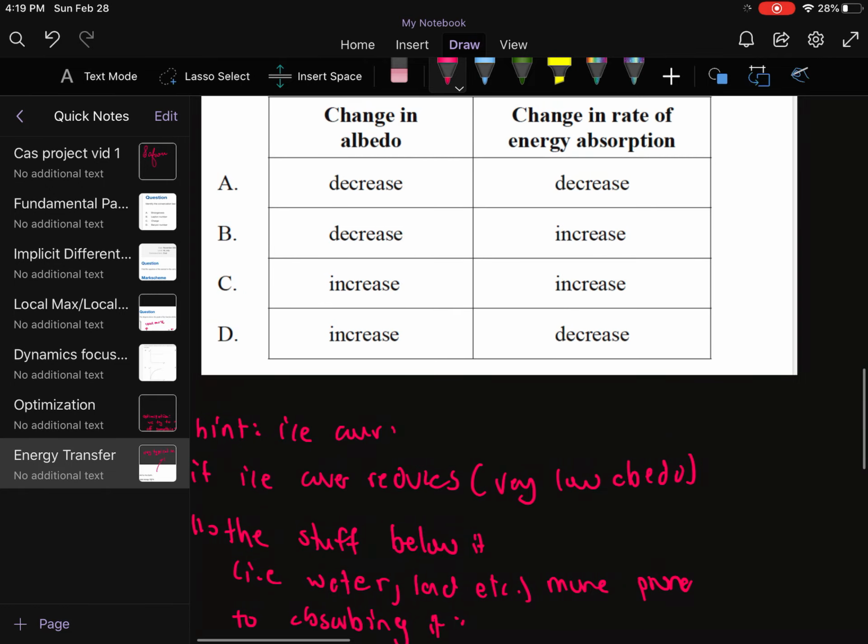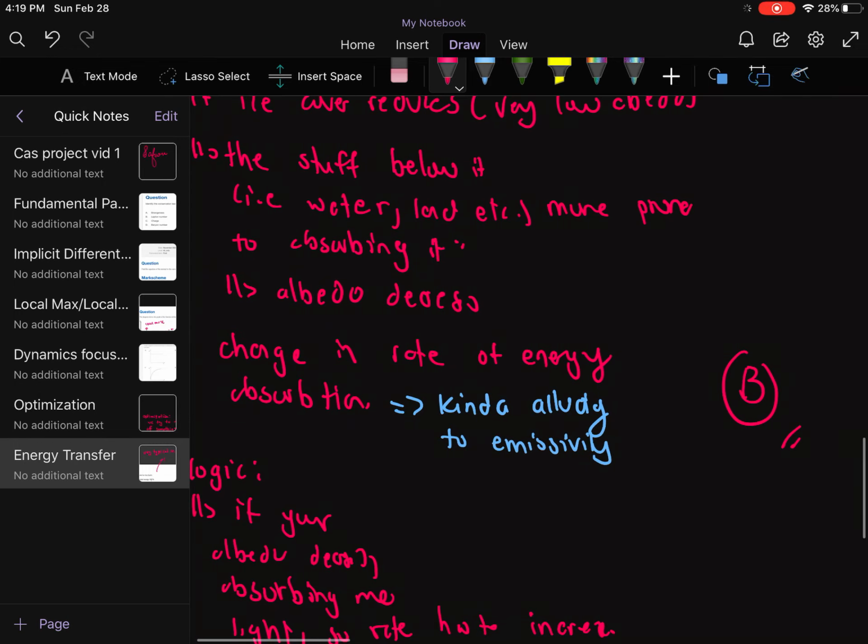So therefore, the albedo is decreasing, and the rate of energy absorption is increasing. Sorry, let me reiterate that. The change in albedo is decreasing, and the change in rate of energy absorption is increasing. Hence, the answer is B.